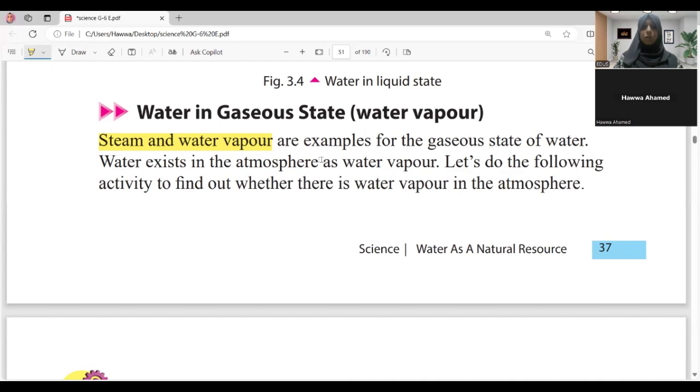Water exists in the atmosphere as water vapor, right? So even in normal surrounding air, the atmosphere is the air surrounding the earth, right? So there we can find water vapor. If you use your parents' phone or something, or check the temperature and weather condition, you will have something called humidity. That is the measure of this water vapor. So let's do the following activity to find out whether there is water vapor in the atmosphere.